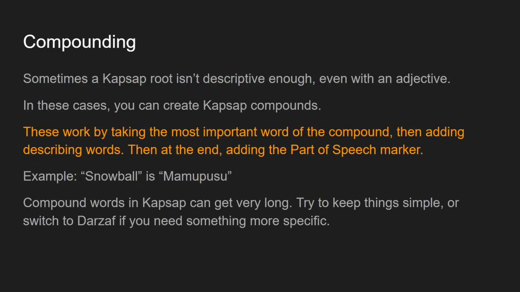Compounding. Sometimes a Kapsap root isn't descriptive enough, even with an adjective. In these cases, you can create Kapsap compounds. These work by taking the most important word of the compound and then adding describing words. Then, at the end, adding the part of speech marker. Example, snowball is mamupusu. Compound words in Kapsap can get very long. Try to keep things simple or switch to Darzaf if you need something more specific.